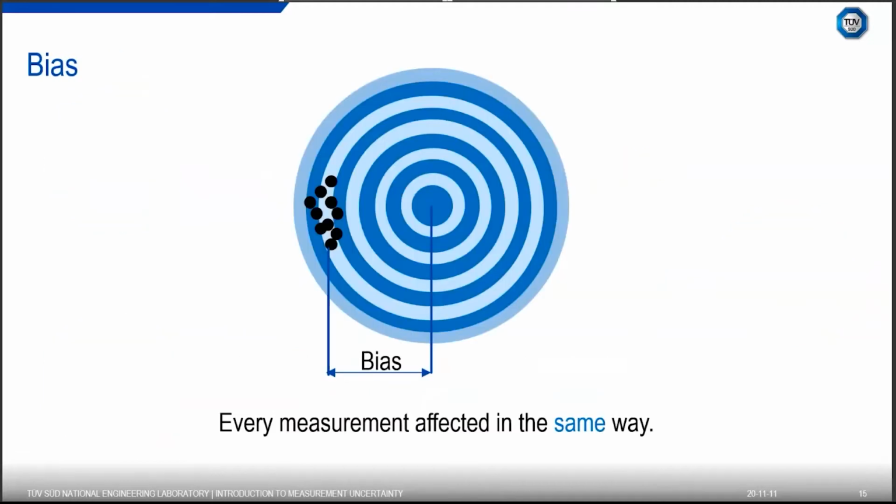Another term that's used is bias. This is described as every measurement being affected in the same way. So it could be clocks over or under reading, or running fast or running slow, or scales being out by a given amount under or over. You can correct for bias, but you need to consider what the uncertainty is in your correction of the bias.